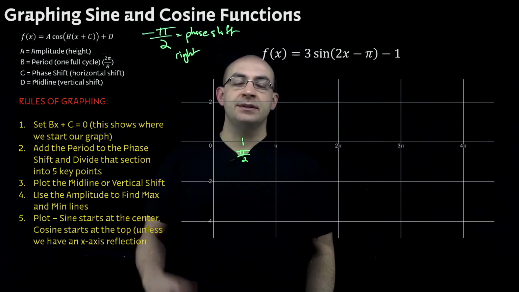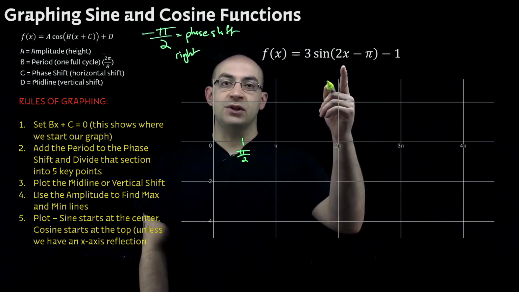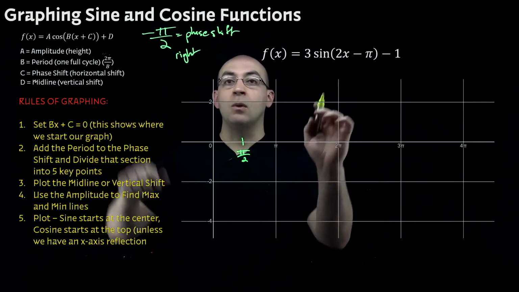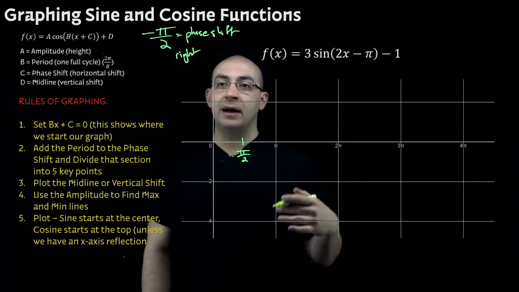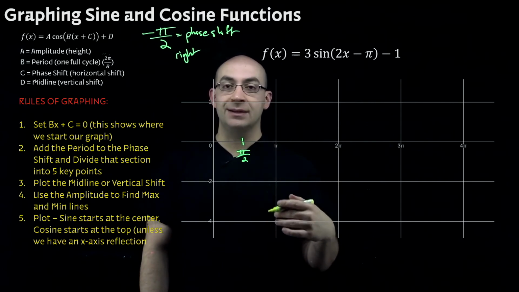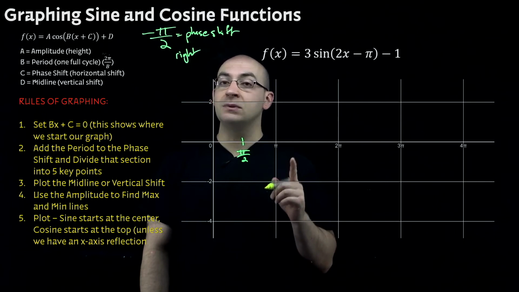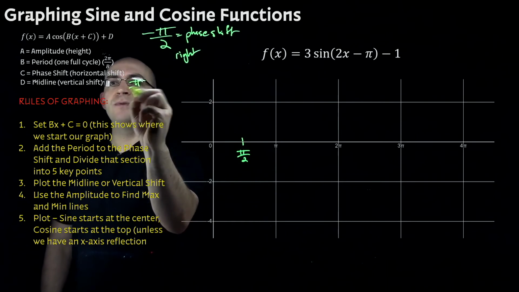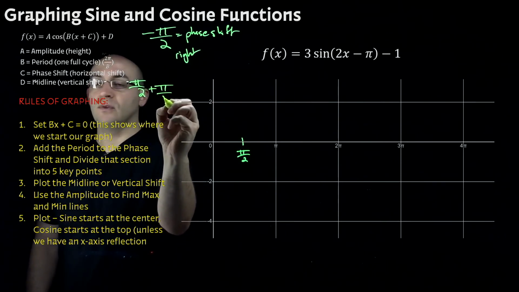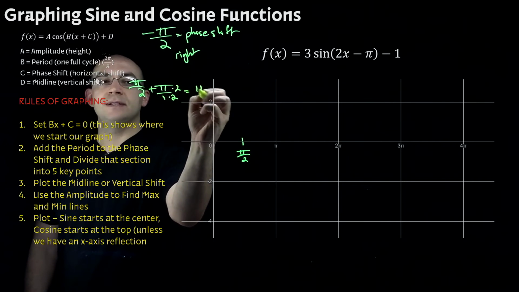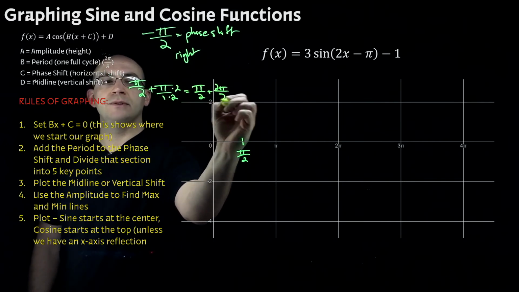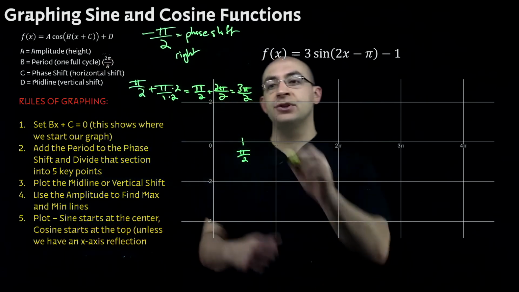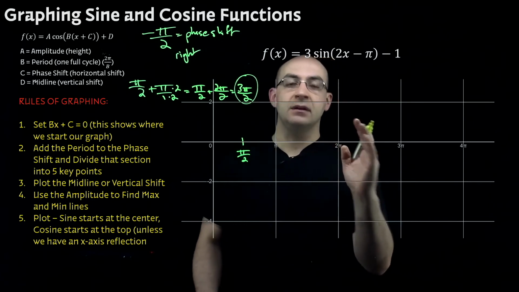Let's add the period to this. Well, the period is going to be a little different because I have a coefficient of x. Remember that the period is 1 full cycle, but it's 2 pi divided by b. Well, b is 2. So 2 pi over b, or 2 pi over 2, is just pi. So the period is only pi units here. Okay, so let's add that, right? So pi over 2 plus pi over 1, get a common denominator. This is pi over 2 plus 2 pi over 2, which is 3 pi over 2. All right. Now, 3 pi over 2 represents the final portion, or the ending of our full period.